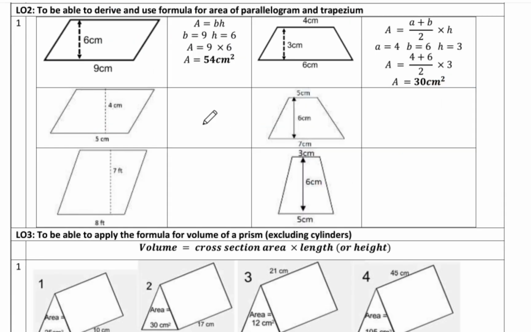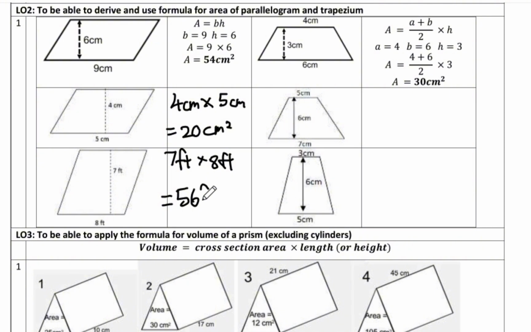Okay, so for this question, we will need to calculate the area of the parallelograms and the trapezium. And since there is a formula here now, I won't be explaining how to get the area. We'll just directly calculate the area. So 4 cm times 5 cm would equal to 20 cm squared. 7 feet times 8 feet would equal to 56 feet.